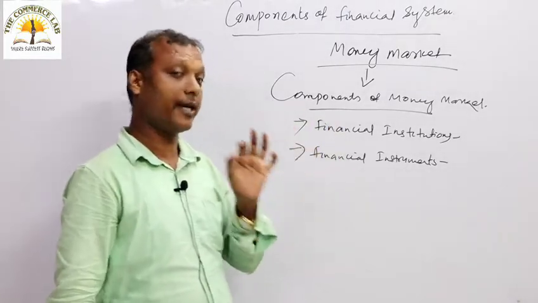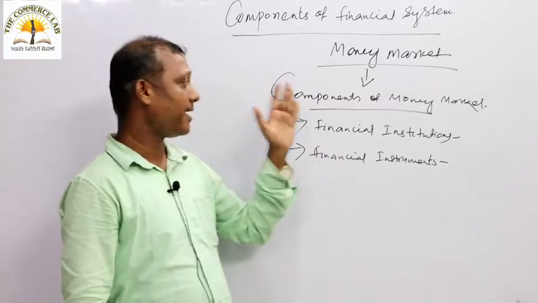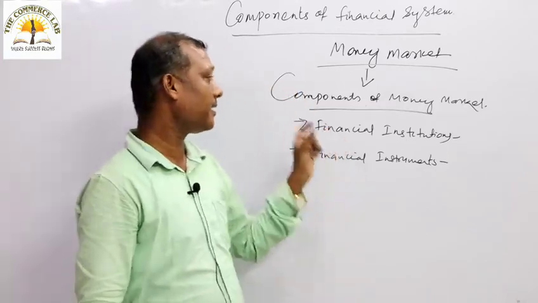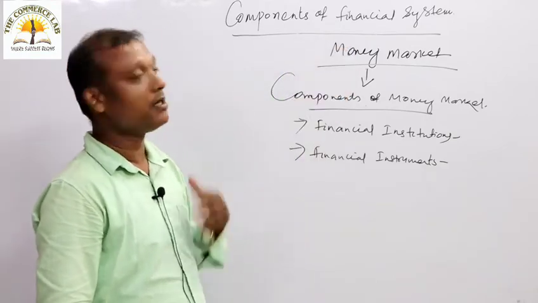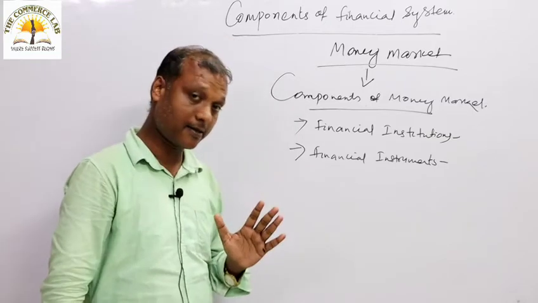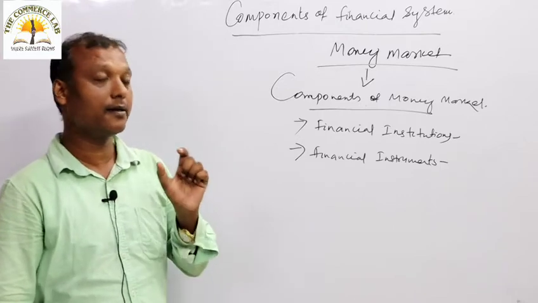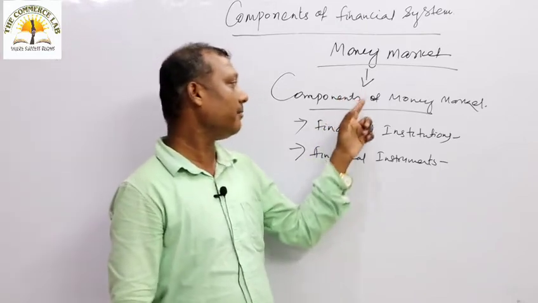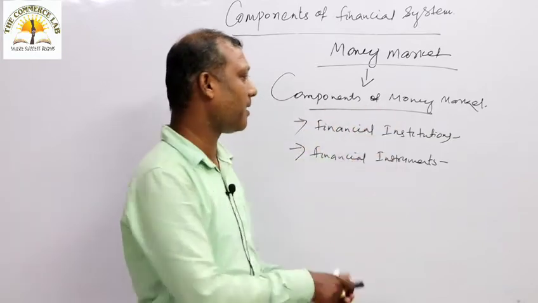We can discuss, we can analyze. There is a question for you. Briefly explain what is money market. Briefly explain the components of money market, then you will write what is money market. I told you, money market is a market where you carry out short-term financial transactions. Capital market is a market where you carry out long-term financial transactions. So, in money market, we have studied the components of money market.